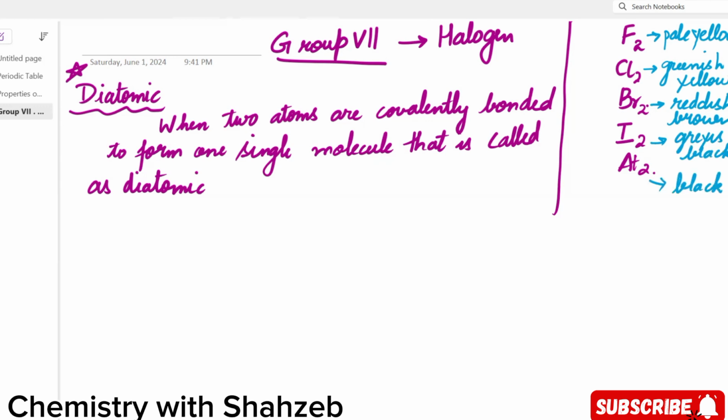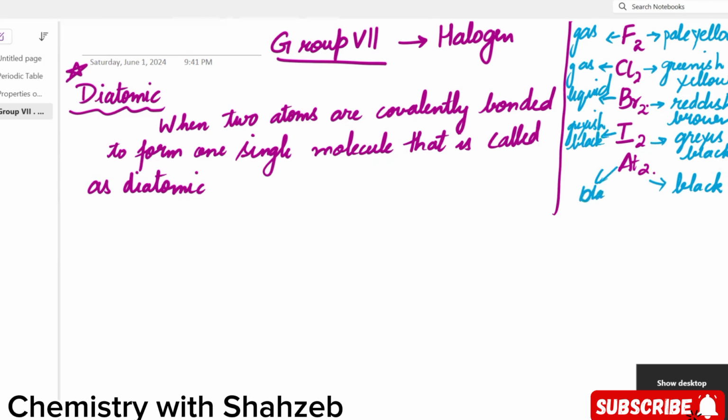Let's discuss their states as well. Fluorine exists as gas. Chlorine also exists as gas. Bromine exists in liquid state. Iodine is grayish black, and astatine exists as black color.